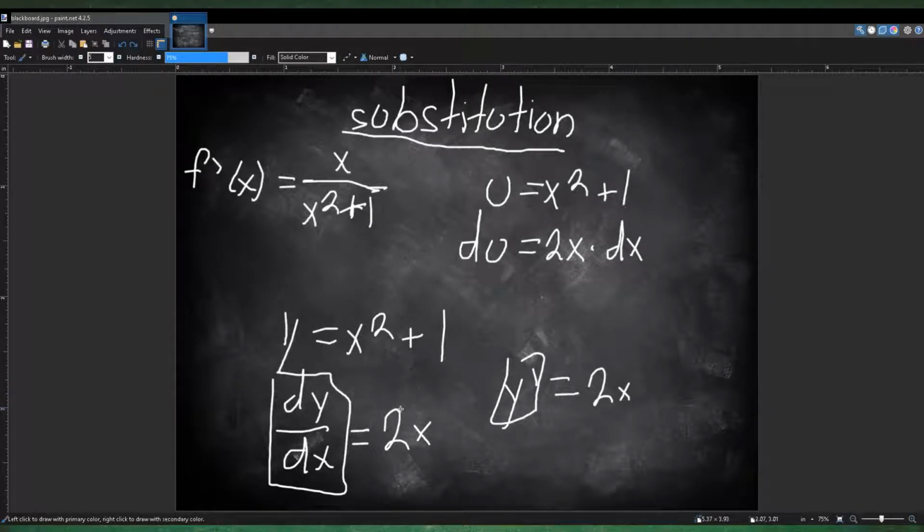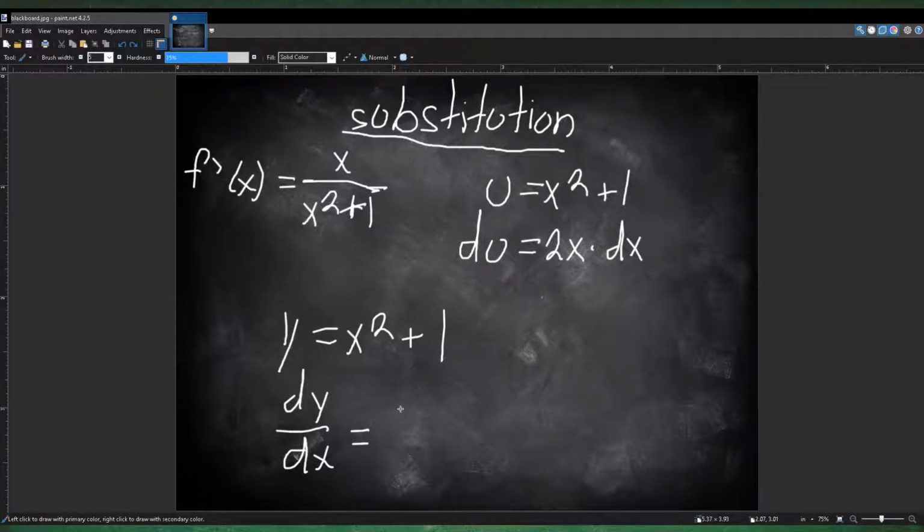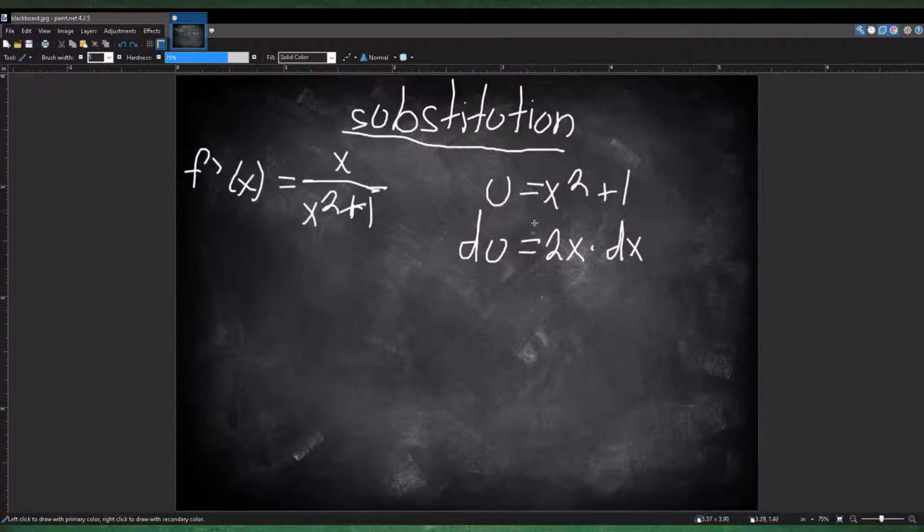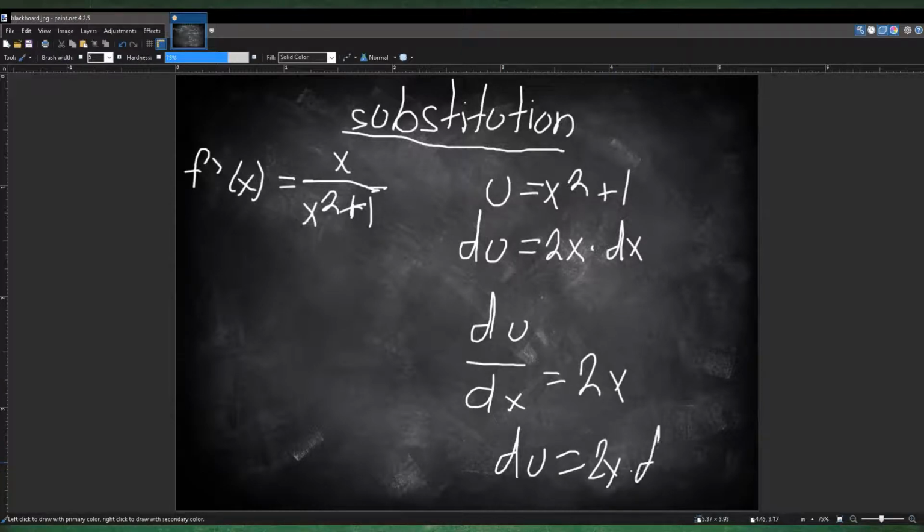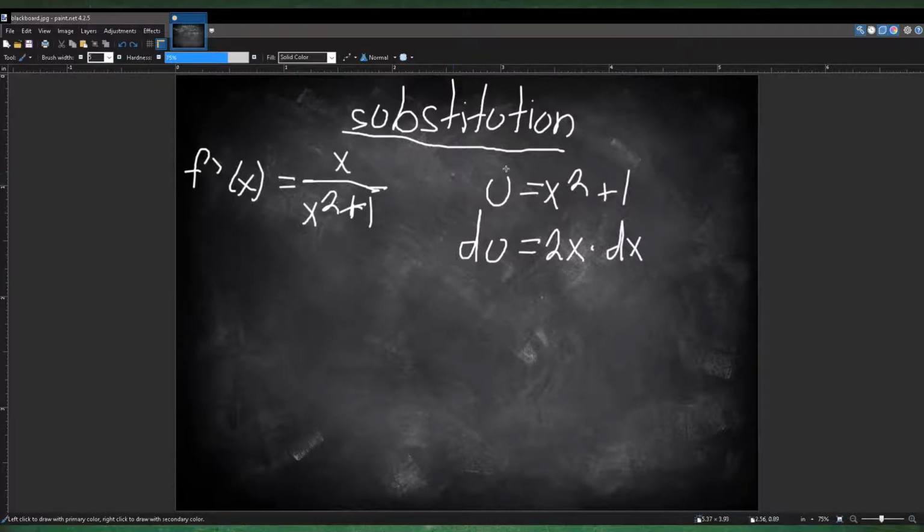And that's why du equals 2x times dx is basically the same thing as saying the derivative of u. Because u equals x squared plus 1, right? The derivative of that would be du over dx is equal to 2x. So du is equal to 2x times dx. But this is a faster way to do it, basically.